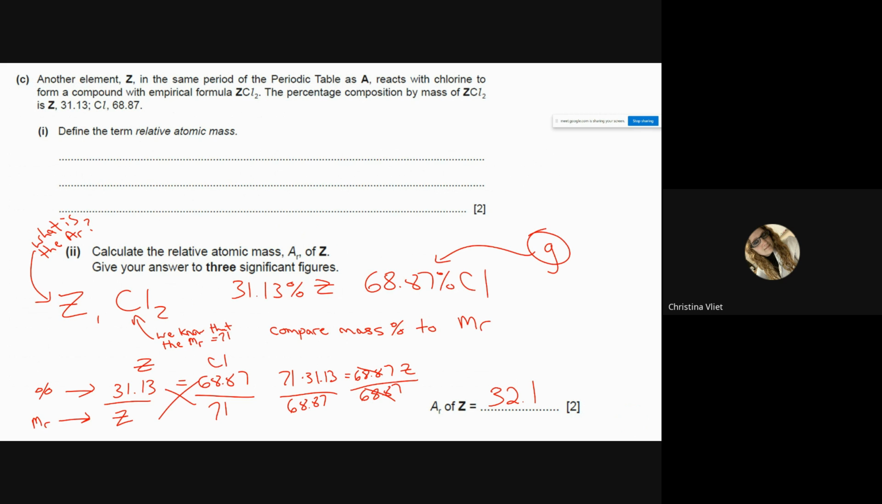Could we have, for another point, asked what element this is? It's 32.1. So we're relating the mass percentages to the molar masses. That's what we're doing here, because the mass percentages relate to the molar masses. What element is this? Sulfur. So they could have, for a third mark, they didn't here, but they could have followed up and asked what element this is. It is definitely sulfur. Z is sulfur.